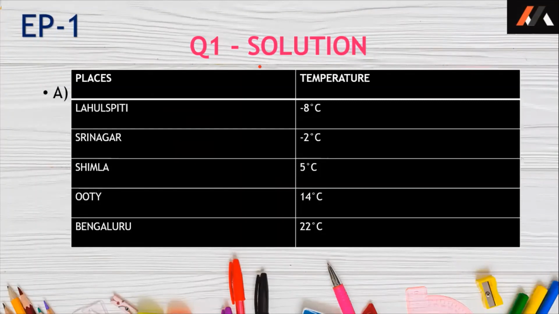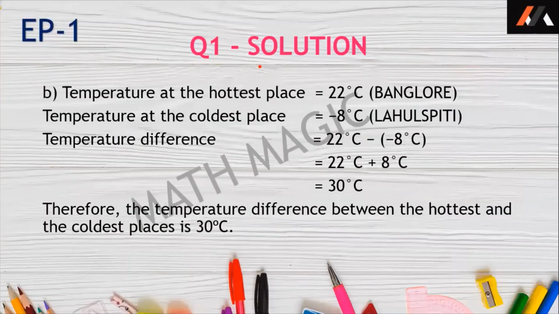So the highest temperature is observed at Bengaluru and the lowest temperature is experienced in Lahaul Spiti. Now, let's find the difference between the highest temperature and the lowest temperature. Temperature at the hottest place is 22 degrees Celsius, that is Bengaluru. Temperature at the coldest place is minus 8 degrees Celsius, that is at Lahaul Spiti.